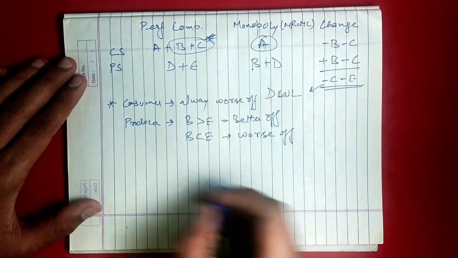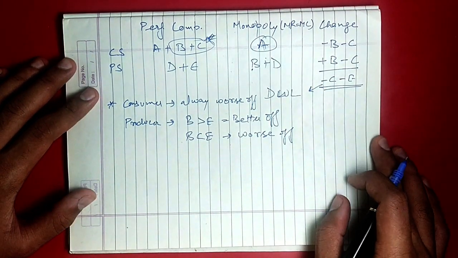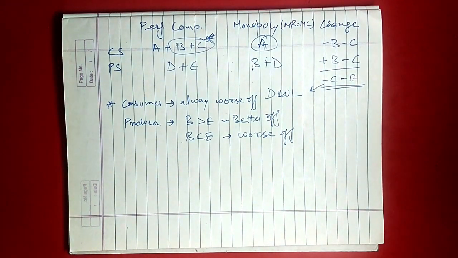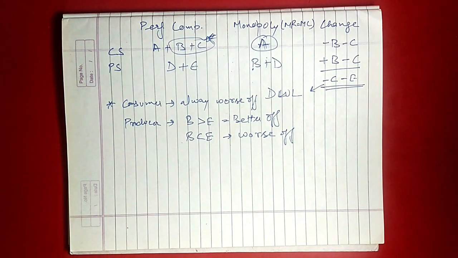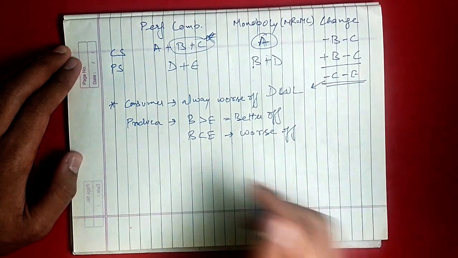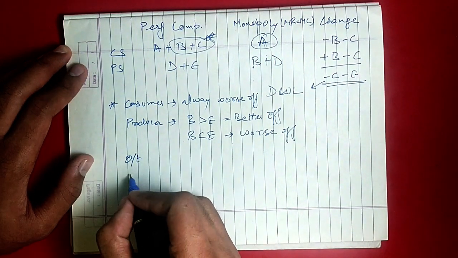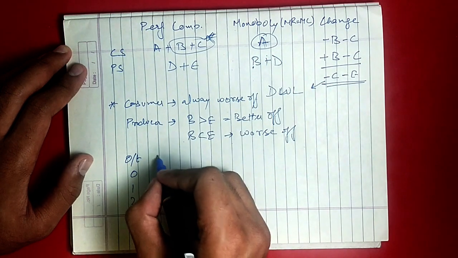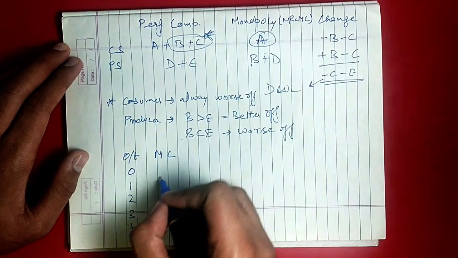Now we will derive something from the relationship between producer surplus, TVC, and TR, right? I will make one table over here. This is output 0, 1, 2, 3, 4. Now this is MC.